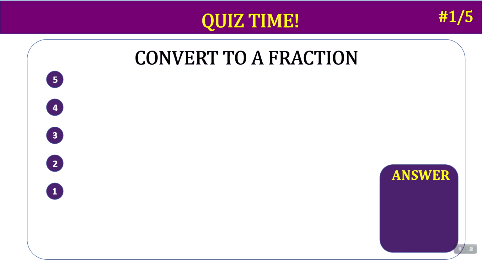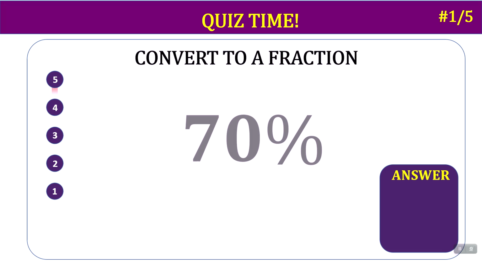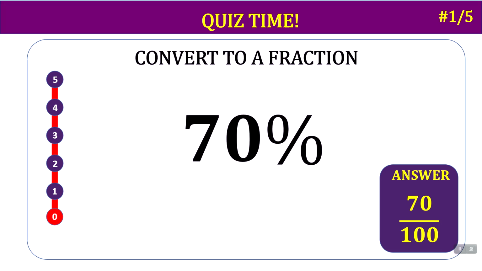So now it's quiz time. Let's convert the following to a fraction in lowest terms. You have 5 seconds. Here's the first one, 70%. Time's up. The answer is 70 out of 100, but that's not in lowest terms, and we can divide both by 10, and that gives us 7 out of 10.